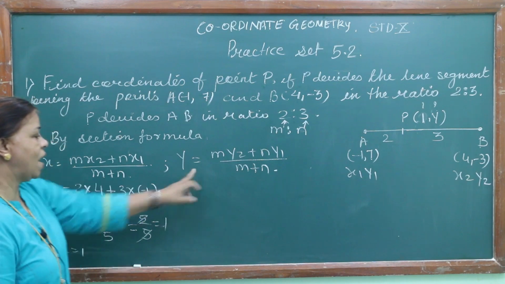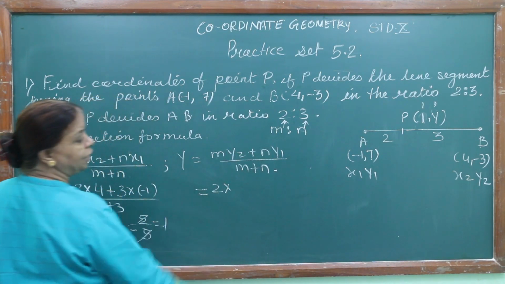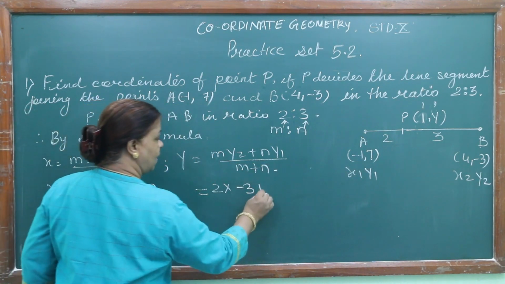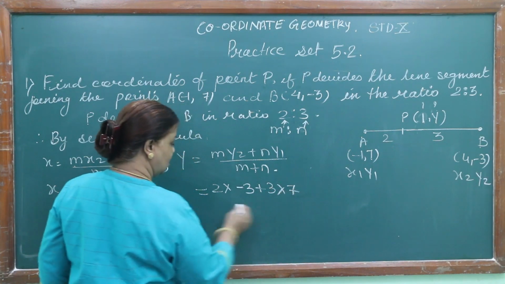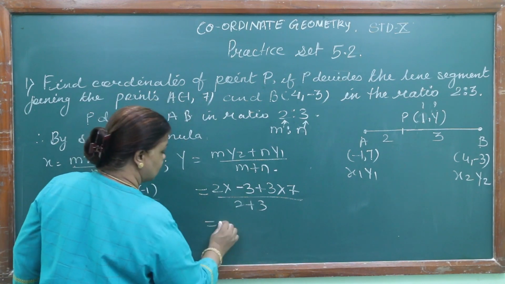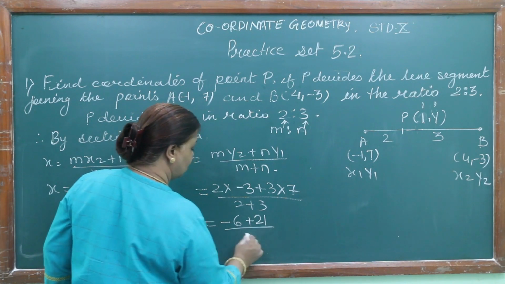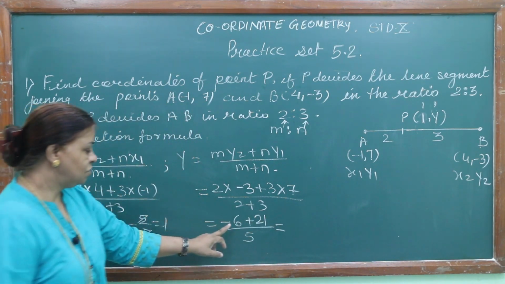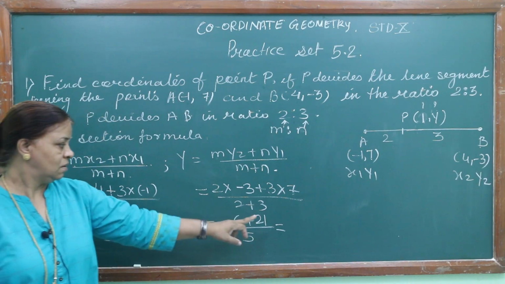We will find now y coordinate, which is equal to m is 2 into y2, and how much is y2, children? Minus 3, plus n is 3 into y1, that is 7 upon 2 plus 3, 5. 2 threes are minus 6 plus 3 sevens are 21 upon 5. If you subtract from 21, if you subtract minus 6, you will be getting 15.